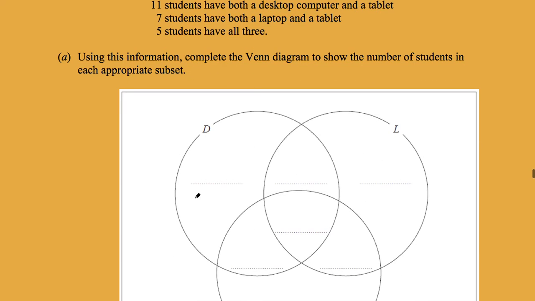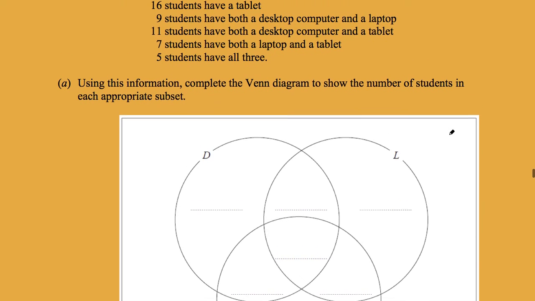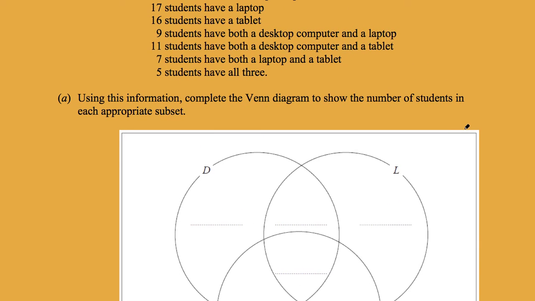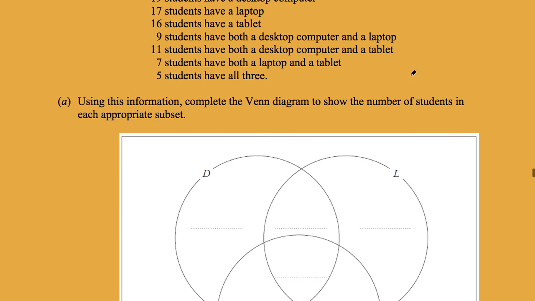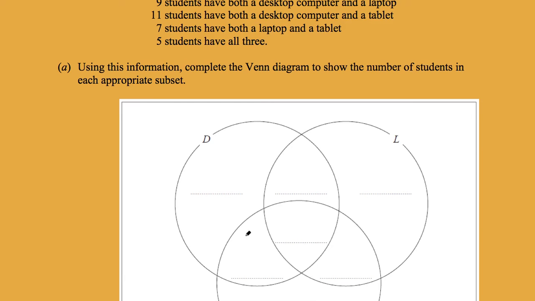Using this information, complete the Venn diagram to show the number of students in each appropriate subset. Subset being each region of the Venn diagram. As always with a question like this, the first thing you need to fill in is the central overlap section, where L intersects D intersects T. And that is 5 that have all three, so put the 5 in there.